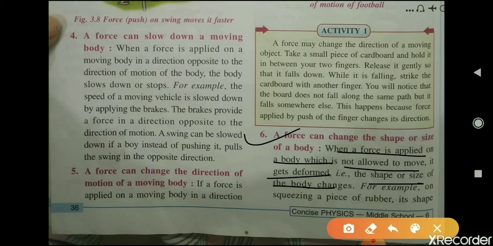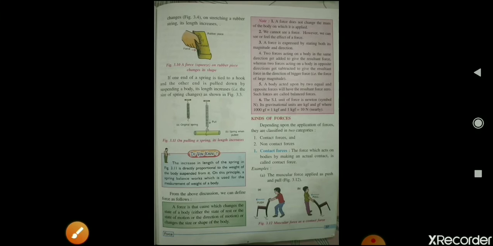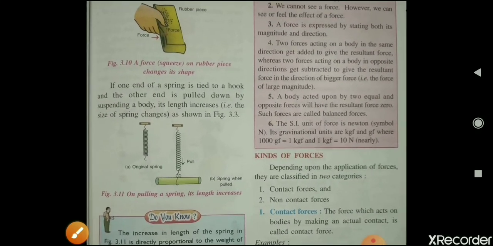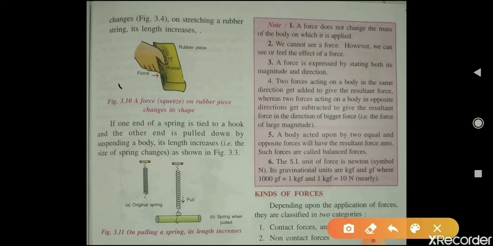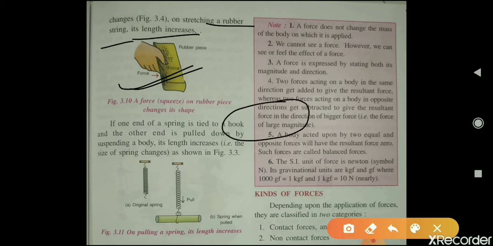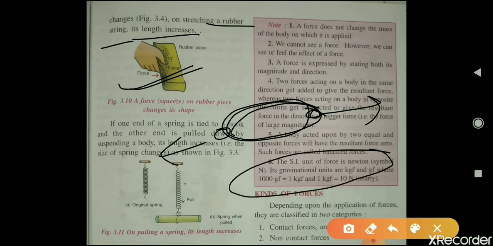Okay. For example, on squeezing a piece of rubber, its shape changes. You can see here a piece of rubber. So by applying force on this rubber, its shape changes. On stretching a rubber string, its length increases. Suppose this is a rubber band, and when we apply force on both the ends of this rubber string, its length changes. Means the length of this spring changes by applying force.